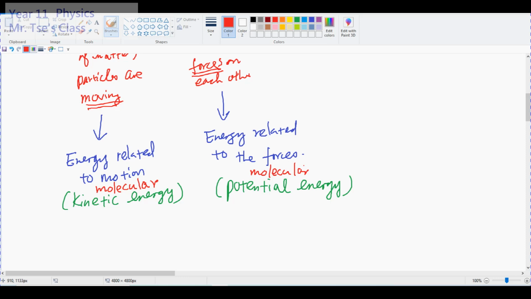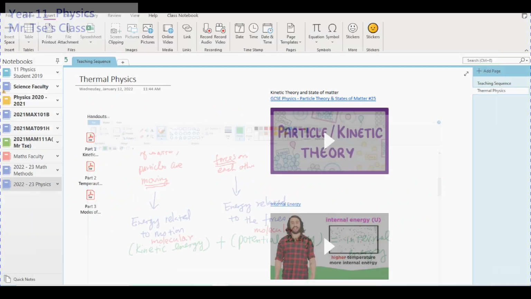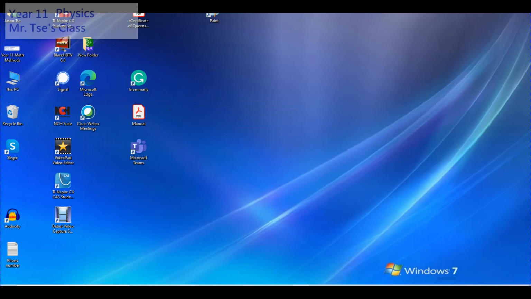So in total, molecules have these two types of energy: molecular KE and molecular PE. The sum of these two, when you add them up, becomes the internal energy. The total of all the molecular kinetic energies and all the potential energies of the particles inside a body becomes the internal energy of that body. So that's how we relate all the concepts together.